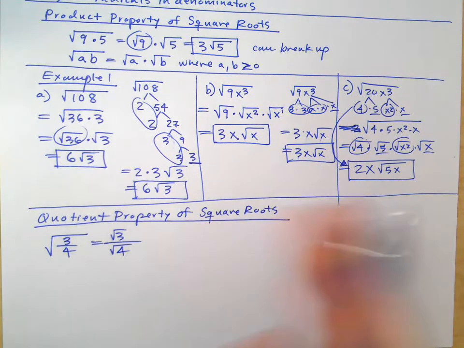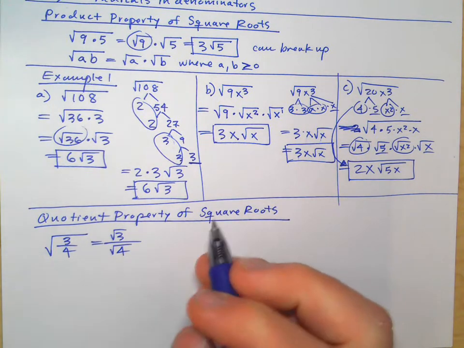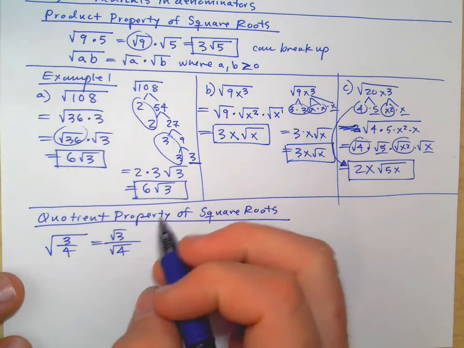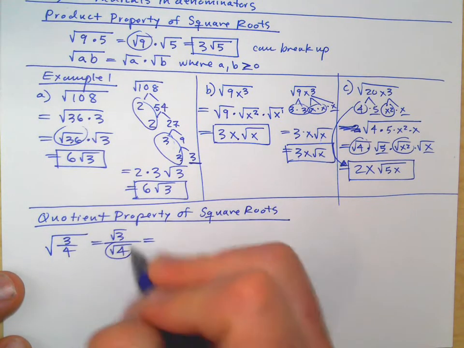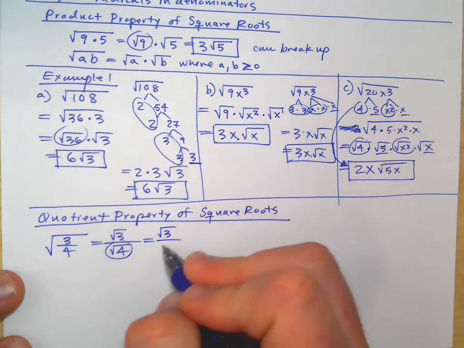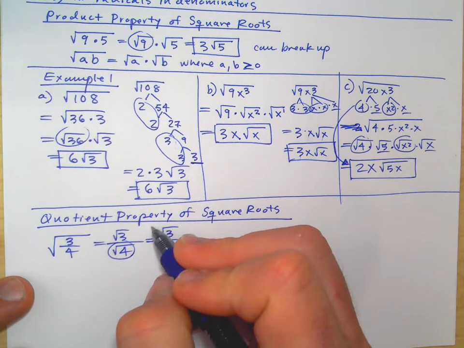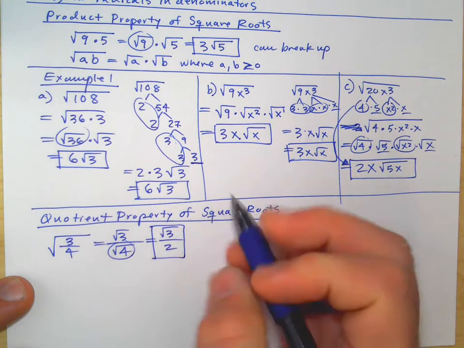So just like you can break up multiplication inside, you can break up division. Multiplication and division are related to each other. I'm just warning you, you cannot break them up if it's addition or subtraction. You can't do it. Now, this one right here, we know the square root of 4 is 2. Square root of 3, can't take anything else out. That's your final answer, okay?